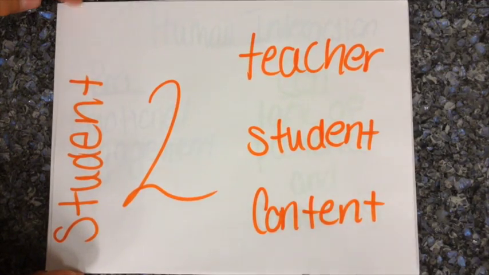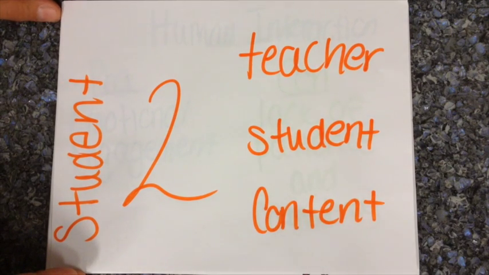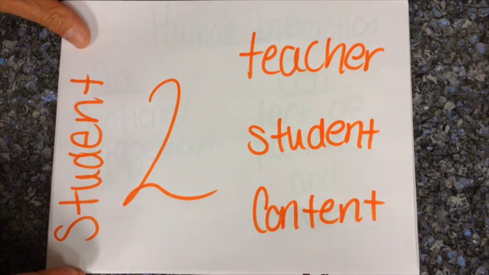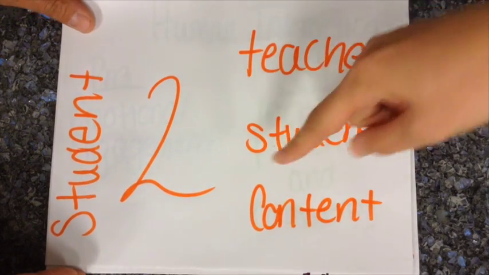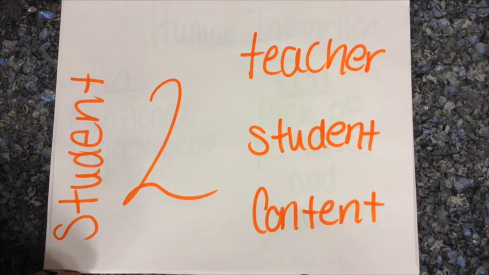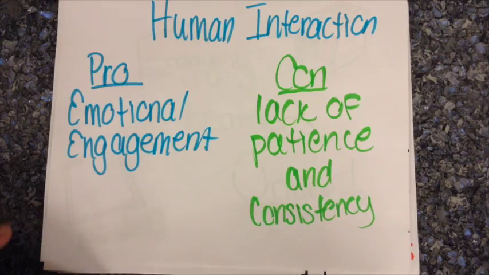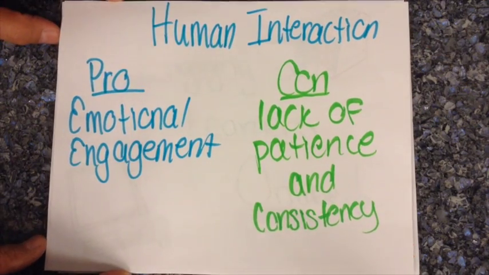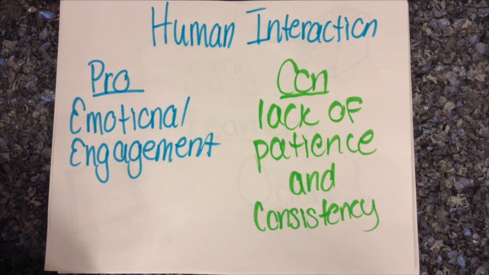Student to teacher, student to student, student to content. These are all three types of interaction. Student to content can be textbooks, video, simulations, and you already know the other two. Human interaction, some pros and cons of that. A pro is emotional engagement. You build a relationship with your students. A con is sometimes we have a lack of patience and consistency to repeat ourselves over and over.